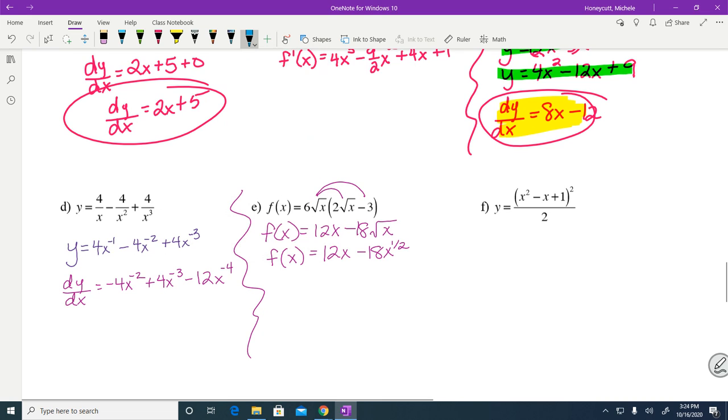Now that it's rewritten, I can go through and take my derivative. f prime of x: exponent is 1, 1 times 12 is 12, minus 1/2 times 18 is 9x to the negative 1/2. Or if I were to rewrite this with positive exponents, f prime would be 12 minus 9 over the square root of x. And no, you don't have to rationalize the denominator. You can, but you don't have to. You did enough of that in Algebra 2 and Pre-Cal.